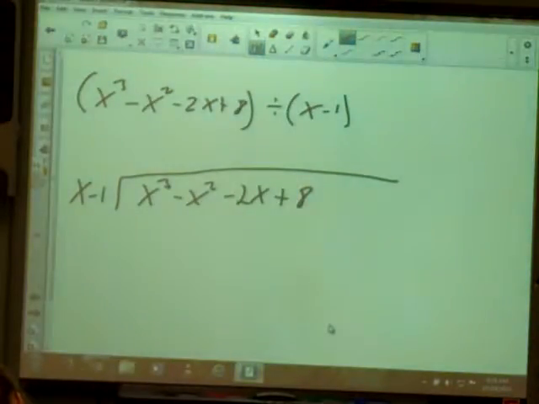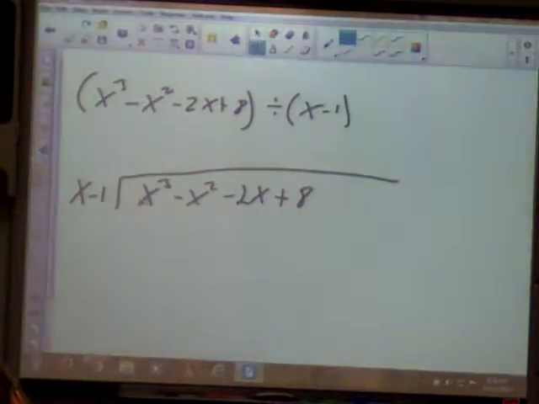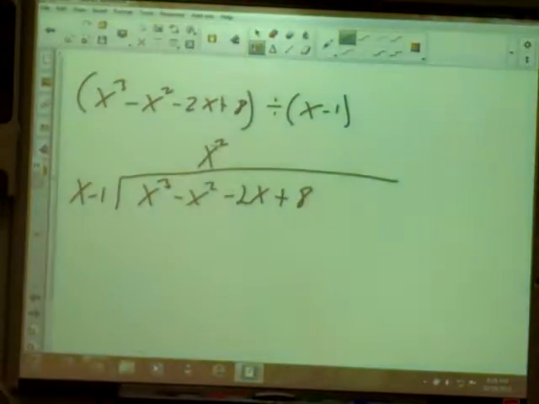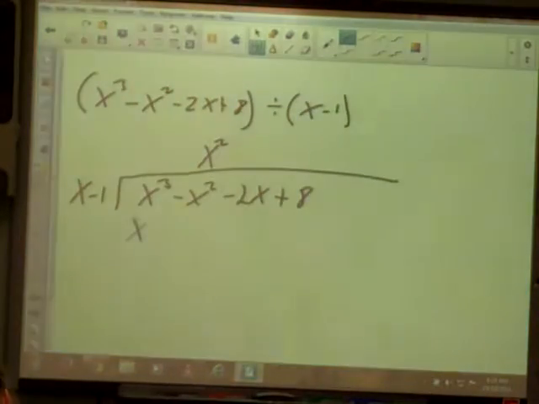Alright, so we ready? First thing outside is an x. X times what gets me x cubed? X squared. So you put an x squared on the top. Now I've only got two things out in front. It's a binomial out there, so I only have to multiply x squared twice this time. X squared times x is x cubed. X squared times negative 1 is negative x squared.